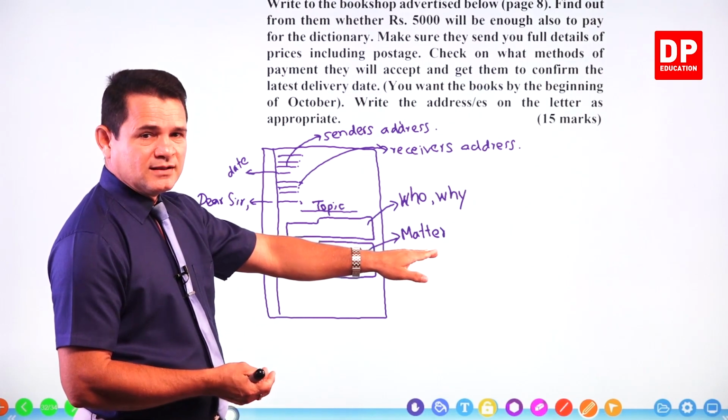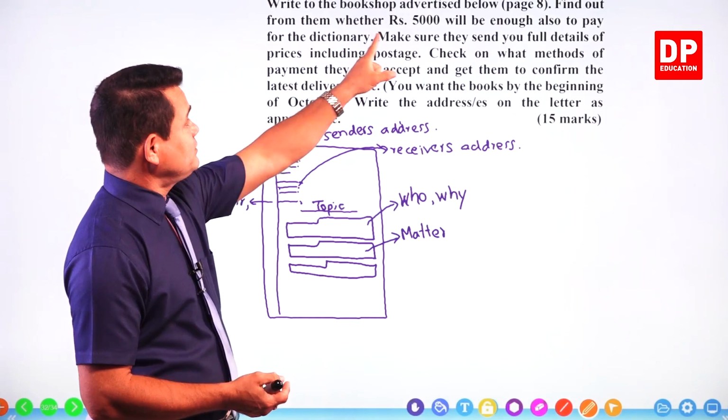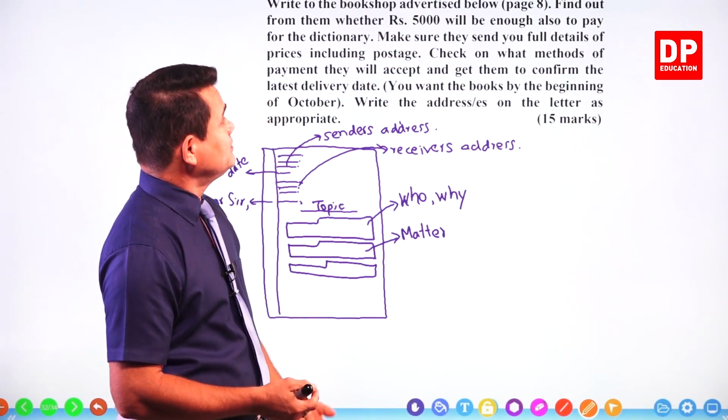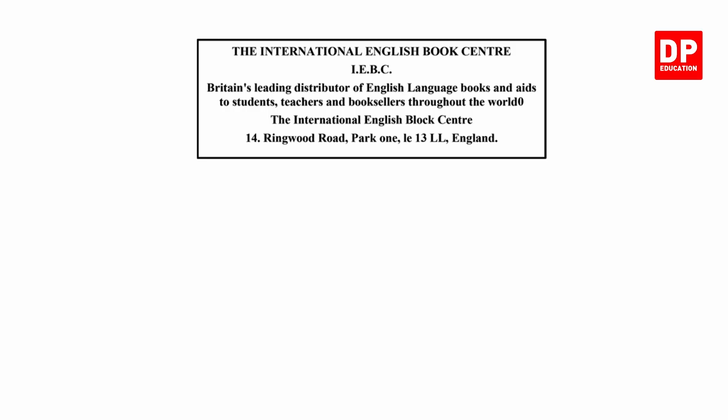What is the matter? Once again I told. Now here, write to the bookstore advertised below, page 8. Right. Let's look at that next. Now this is the advertisement actually. Now look at this advertisement.